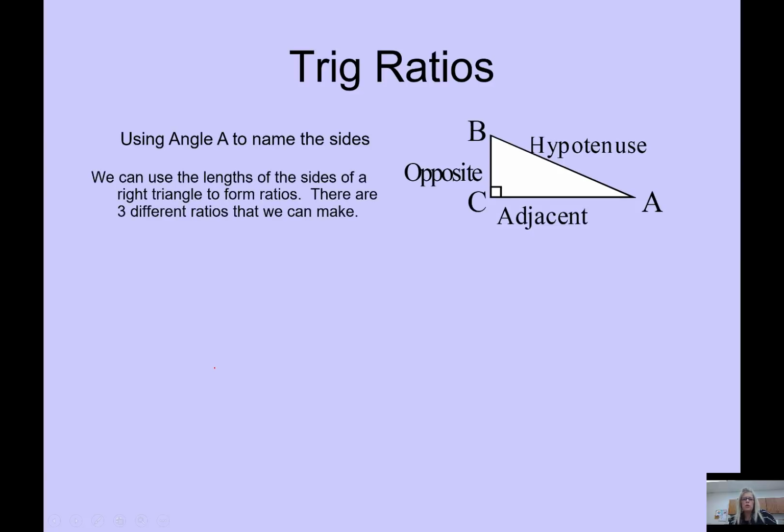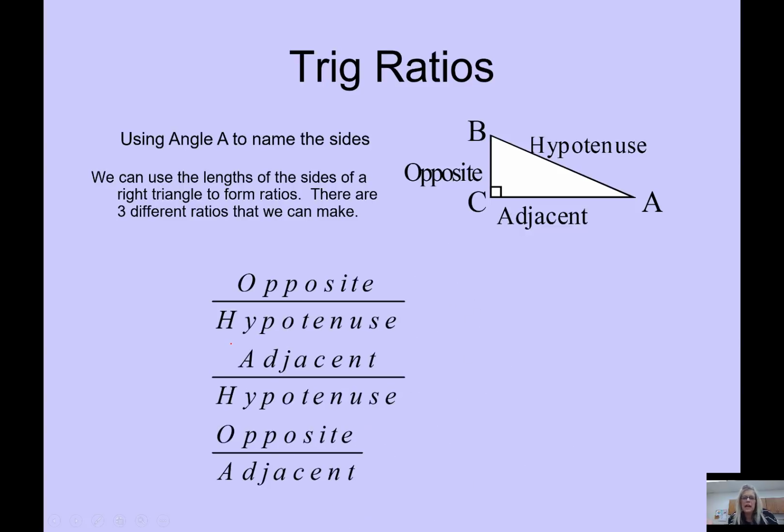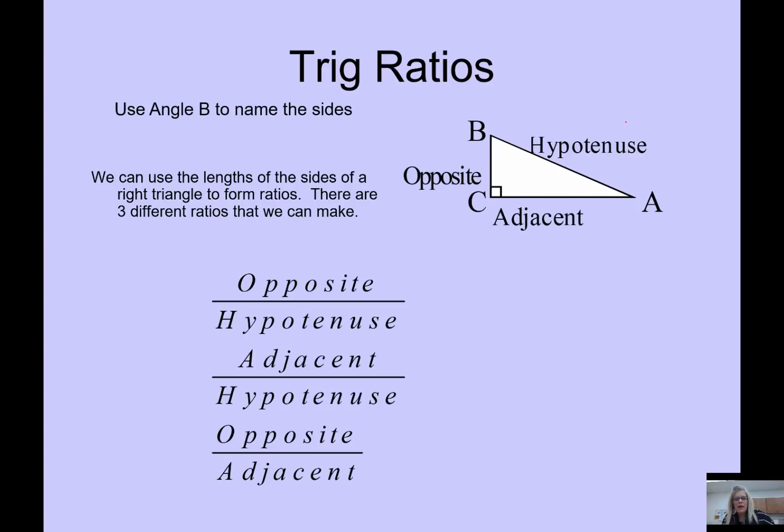Now we've got these things called trig ratios. A trig ratio is just comparing the lengths of the sides, and there are 3 different ways you can compare. You can say opposite over hypotenuse, adjacent over hypotenuse, or opposite over adjacent. So if I do opposite over adjacent and I'm referring to my A side, if I switch, I'm going to refer to my B side.